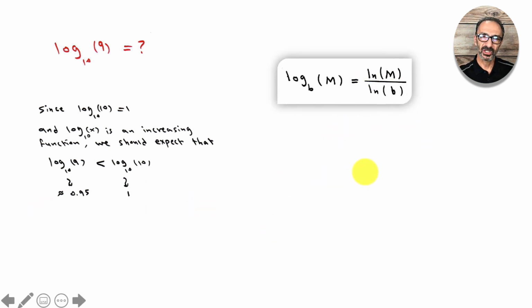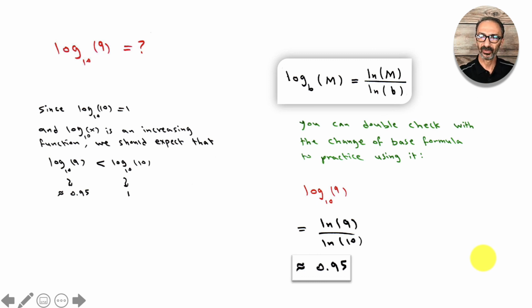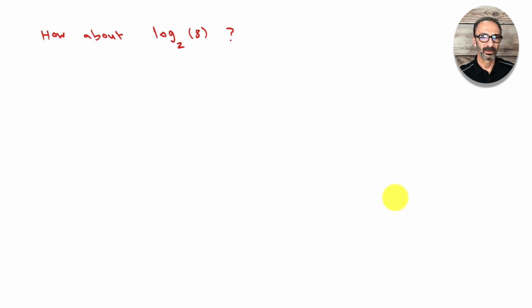Using the change of base formula, you can double check with the change of base formula to practice using it. Log 9 base 10 is ln 9, I'm using ln now, over ln 10. Use a calculator. Test it. Type ln 9 over ln 10. If you get something lower than 1, like 0.95, that means you're using the formula correctly and you're using the calculator correctly.